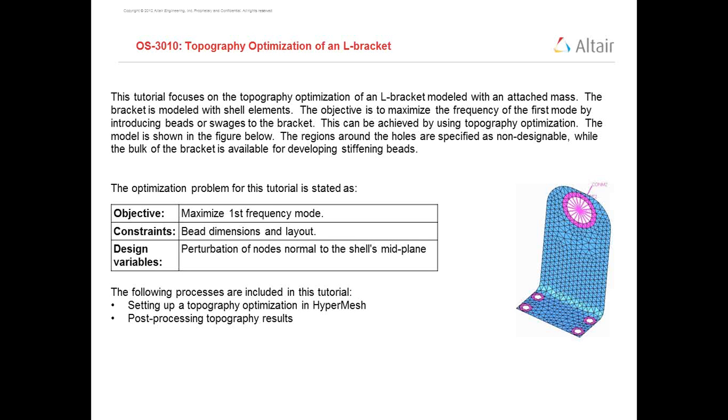The region around the holes are specified as non-designable, while the bulk of the bracket is available for developing the stiffening beads. The optimization problem for this tutorial is stated as: the objective is to maximize the first frequency. My constraint is bead dimensions and layout. My design variable is perturbation of nodes normal to shell mid plane. The following processes are included in this tutorial: setting up a topography optimization in HyperMesh, and post processing the results in topography optimization.